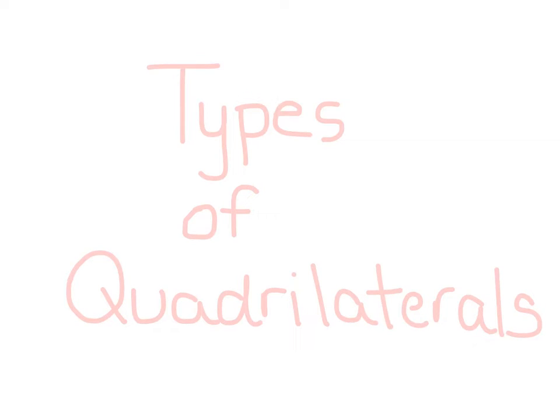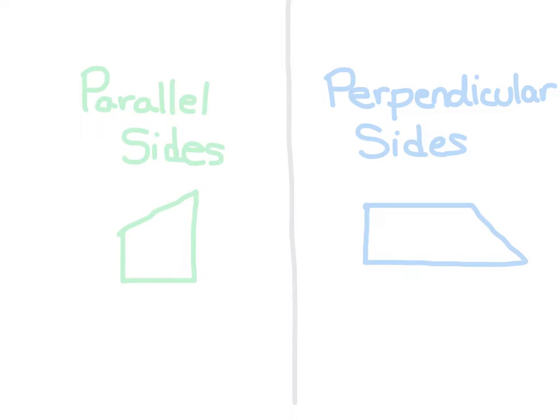We are going to look at types of quadrilaterals. Before we do that, I want to take a look at parallel sides and perpendicular sides.